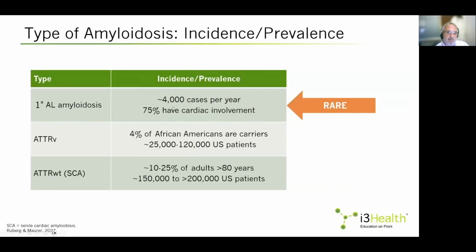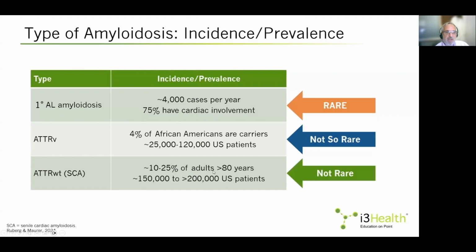Only about 4,000 new cases incident per year, and most have cardiac involvement, as I mentioned. Variant TTR is probably not so rare, I would say, in which, as I mentioned, 4% of African Americans are carriers of the variant V122I, and depending upon its penetrance, there could be a wide range of affected patients in the United States. And wild type TTR, I would say, is bordering on not even a rare disease, given the fastest growing segment in the worldwide population are people over the age of 75 or 80. So we're seeing a marked increase in this diagnosis.